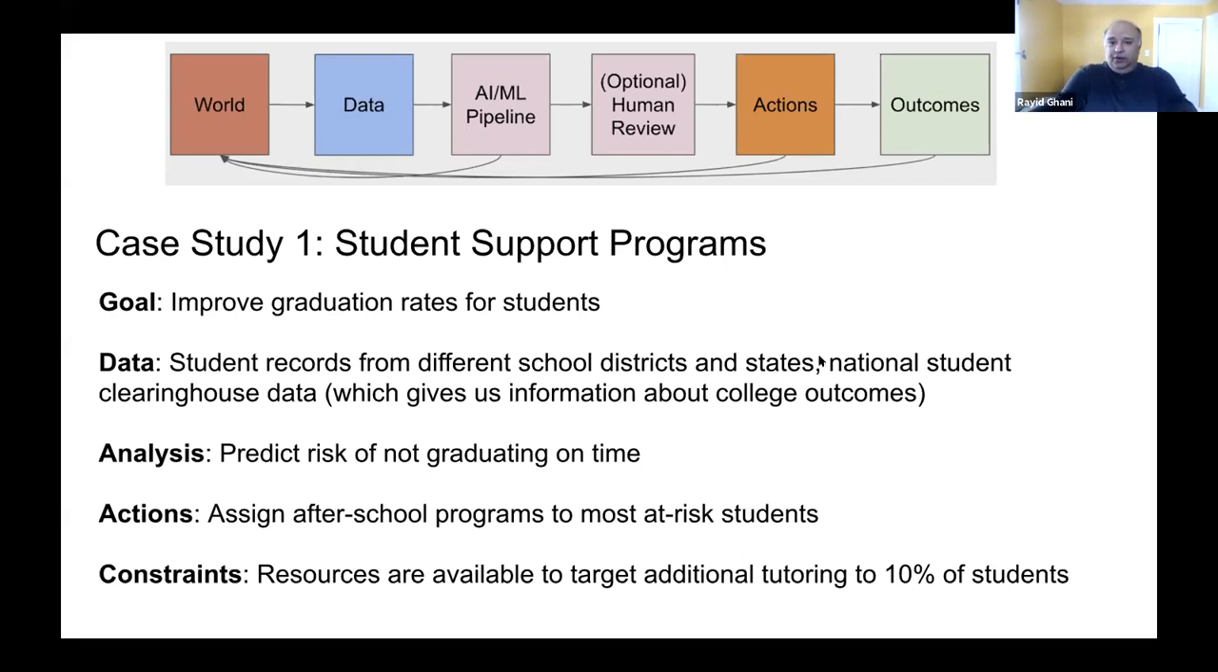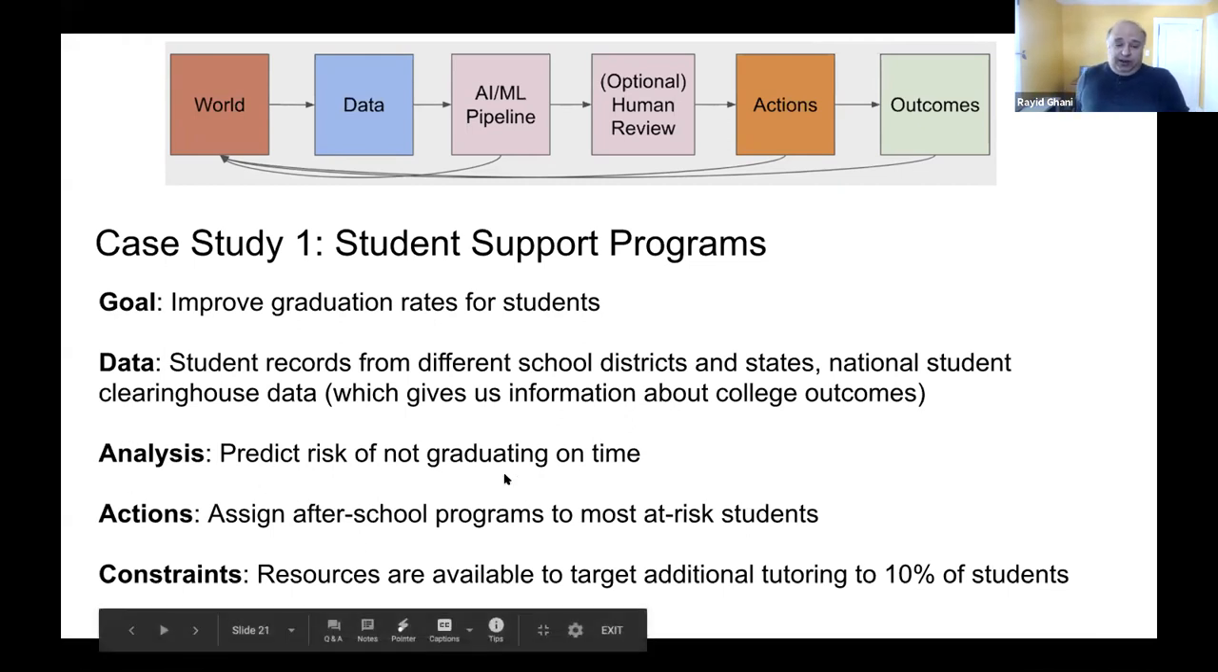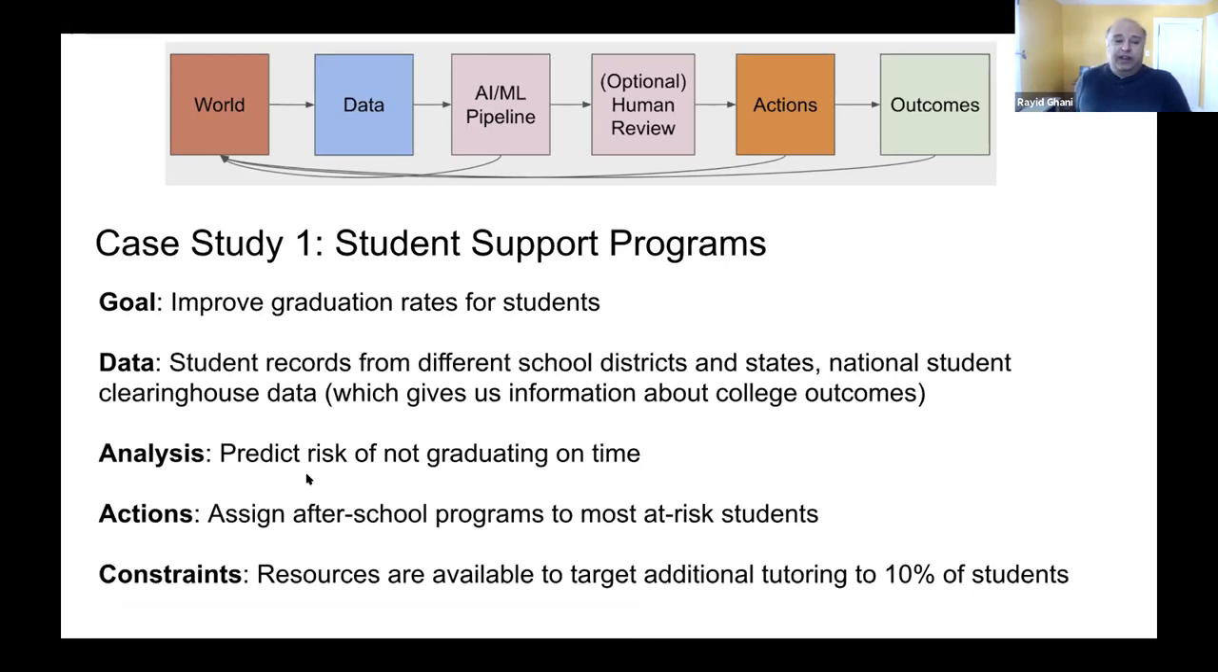If you work on education, there's this organization called the National Student Clearinghouse. They basically collect data on all the college enrollments and graduation. So often schools take their own data, get data from them, and then link them together to figure out which of their students ended up in college and how they did in college. So the analysis we do here often is we predict for each student, let's say in ninth grade or 10th grade, their risk of not graduating on time. And we use that prediction to allocate students into after-school programs.